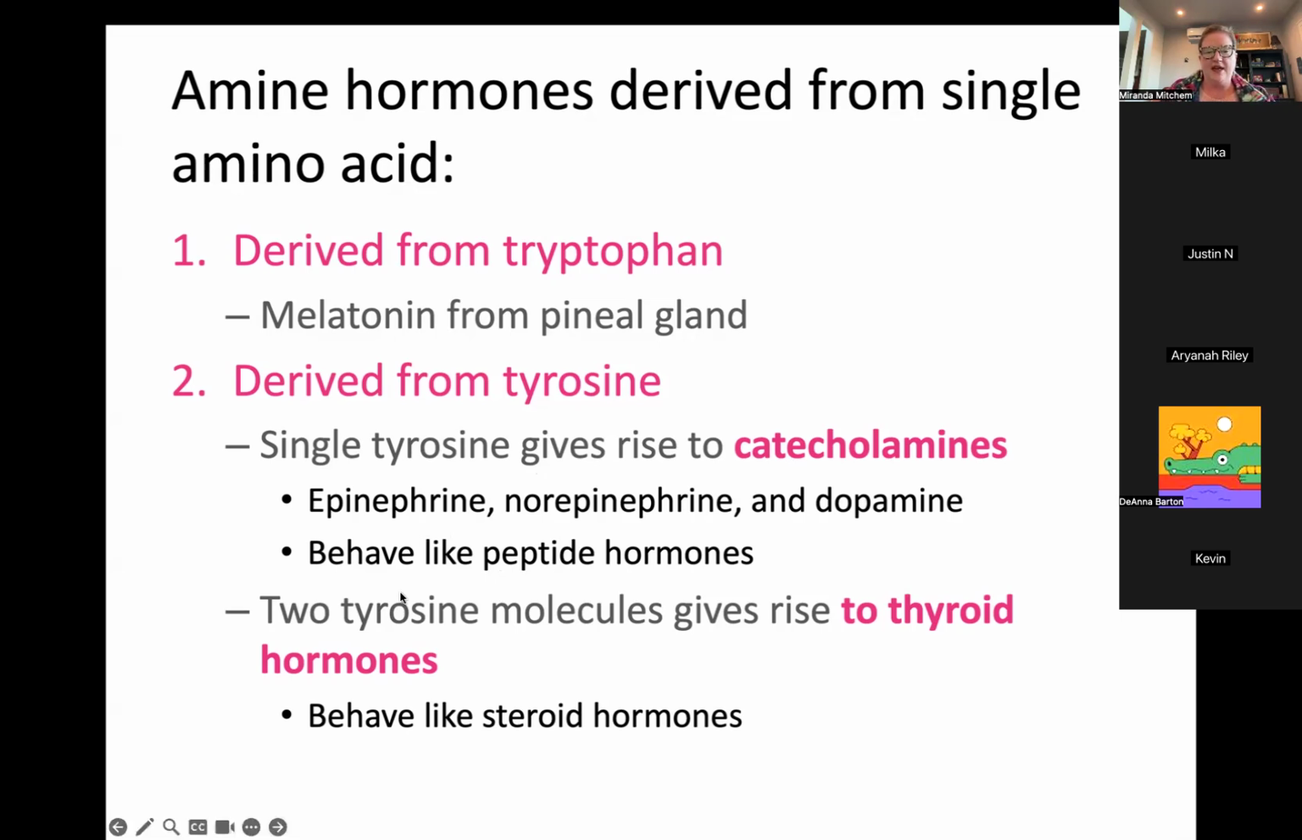I should clarify that because I think I said everything derived from tyrosine behaves like a steroid, and it's not. It's the thyroid hormones that do, but the catecholamines are behaving like peptides. And thank goodness, because they're part of our signaling response for everything, including fight and flight responses. So they need to be rapid response molecules. That makes sense. The structure fits their function very well.